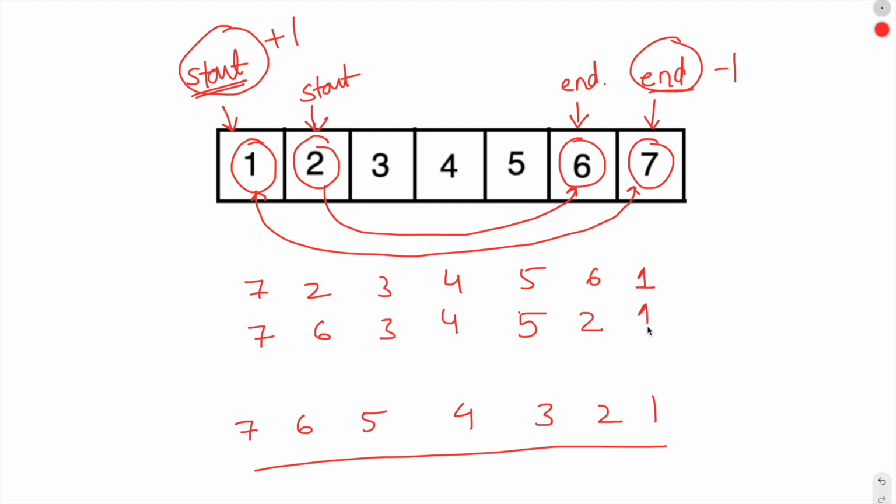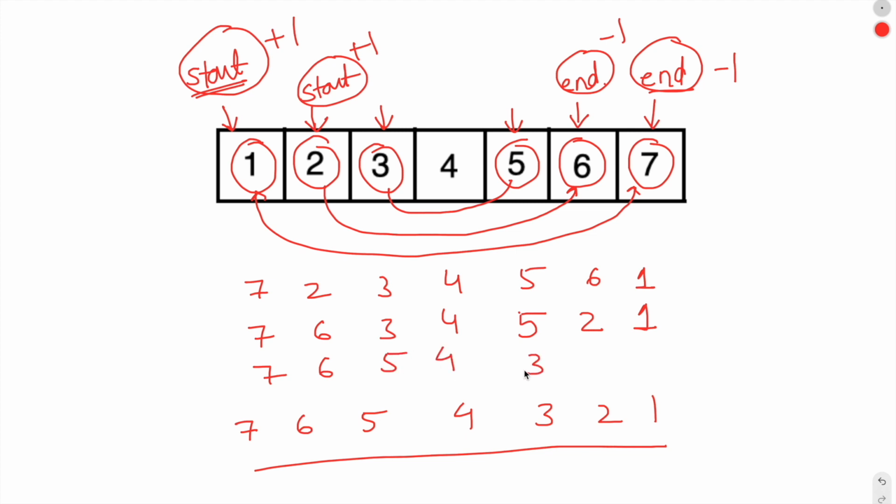2 and 1. So now we will again increment the value of start by 1 and reduce end by 1. So our new start will be this and new end will be this. Now we will again swap the elements at the index start and end. So now the new array will be 7, 6, 5, 4, 3, 2, 1. So again we will increment start by 1 and reduce the value of end by 1.